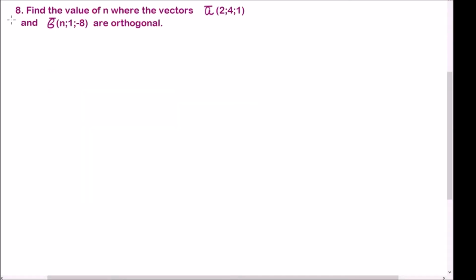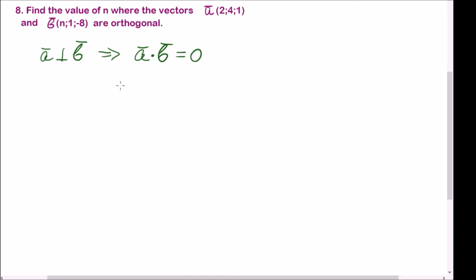In example number 8, we have to find the number n, which is the first coordinate of the given vector b. And we know that vectors a and b are orthogonal. What does it mean? It means that the dot product of the given vectors is 0. How to find the dot product of two vectors if we know their coordinates? It is the sum of products of the corresponding coordinates.